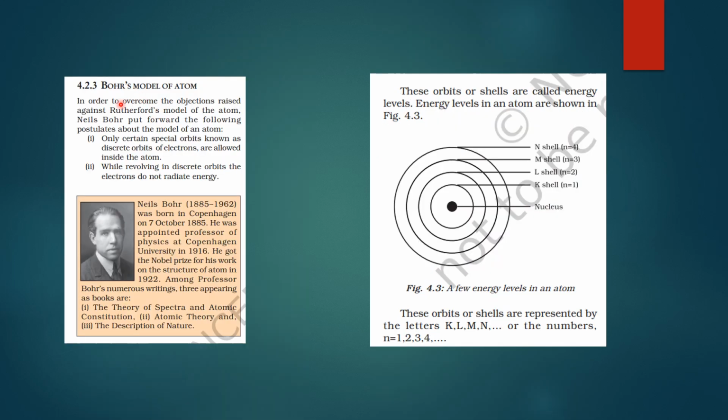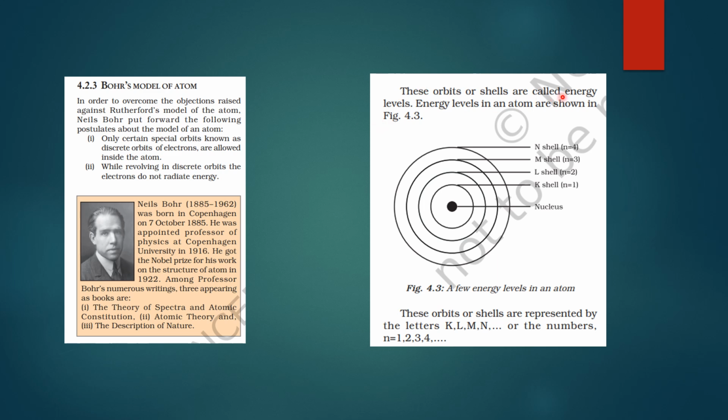Next came the Bohr's model of atom, right? Now, in order to overcome the objections raised against Rutherford's model of an atom, Niels Bohr put forward the following postulates about the model of an atom. Okay, he said like only certain special orbits known as discrete orbits of electrons are allowed inside the atom, right? While revolving in discrete orbits, electrons do not radiate energy. This is what he said, right?